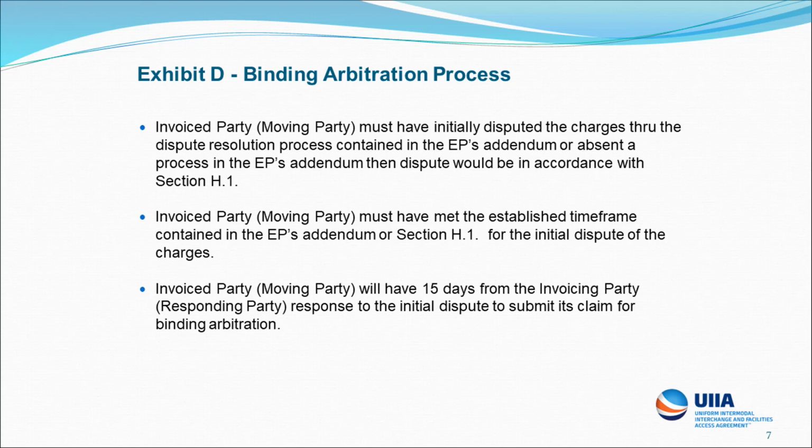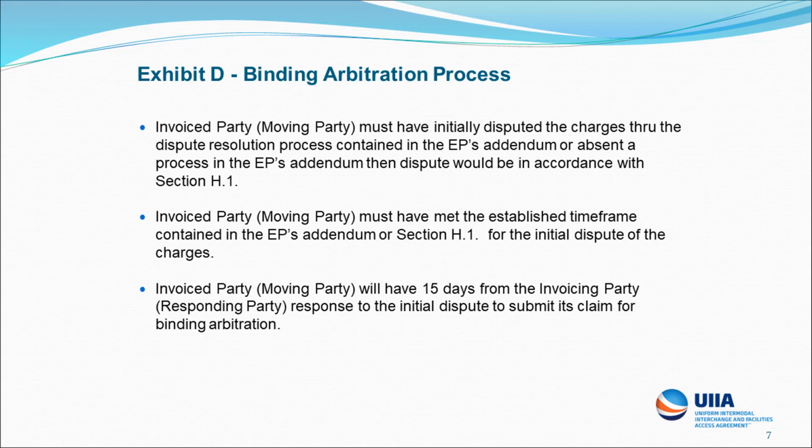Exhibit D, as I mentioned, sets forth the guidelines for the binding arbitration process. So basically the steps are that, as I mentioned earlier, you have to make sure that you submit the initial dispute of the claim with the EP based on their dispute resolution process, if they have one in their addendum. And if they don't have one, then you would use Section H1 of the UIIA, which is the default process. What we're going to do is make sure when you submit the case that the established time frame for that dispute has been met.